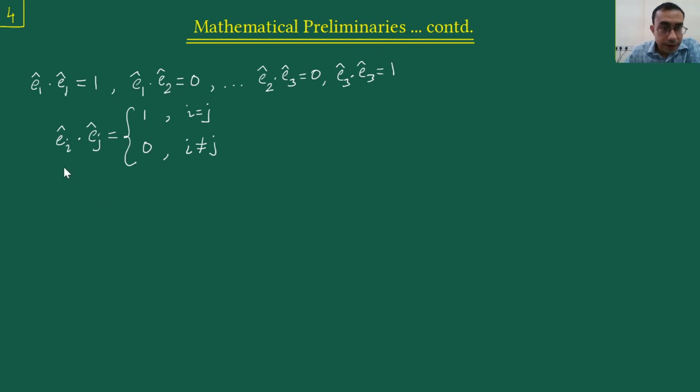Now, this statement can be written in a further shorthand notation using something referred to as the Kronecker delta. We write it like this: Ei hat dotted with Ej hat is equal to delta ij. So this delta ij is called the Kronecker delta.